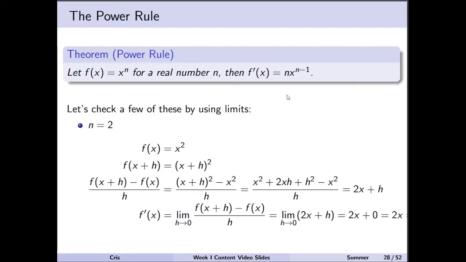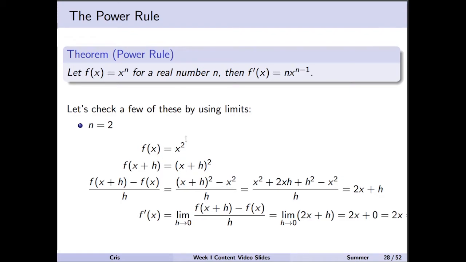So let's check the case where n is equal to 2 and the function is x squared. We're going to prove this derivative using a limit. If f of x equals x squared, then f of x plus h is the quantity x plus h squared. There is nothing subtle here. This is really just typing. We're taking the x and replacing it by x plus h. So f of x plus h is x plus h squared.